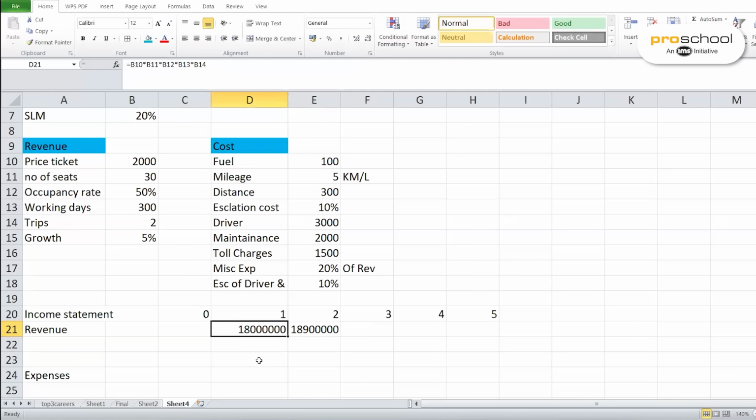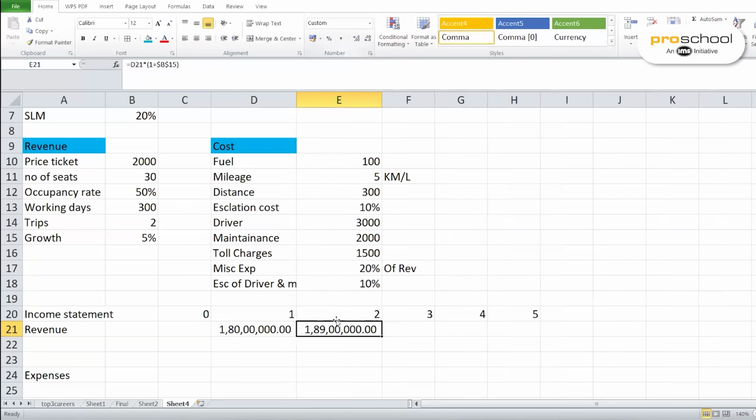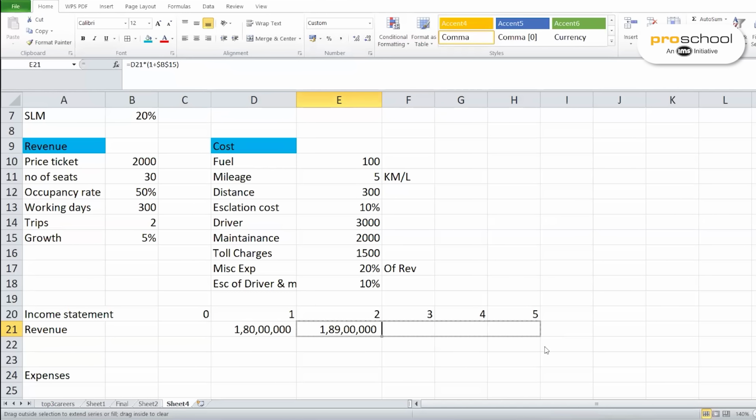So see, now this revenue I have taken for first year. The second year revenue is calculated 5% more than this revenue. So how much is this revenue? See this. This is 1 crore 80 lakhs, and this is how much? This is 1 crore 89 lakhs. So 9 lakh revenue is increased because of the increase of 5%. Right? Let us follow the same trend for the next year. So now we can simply drag it and it will automatically change the figures.